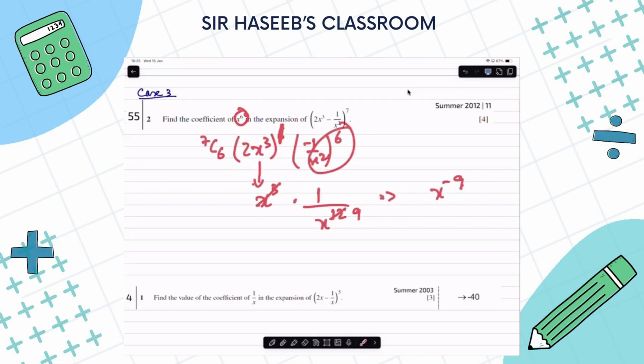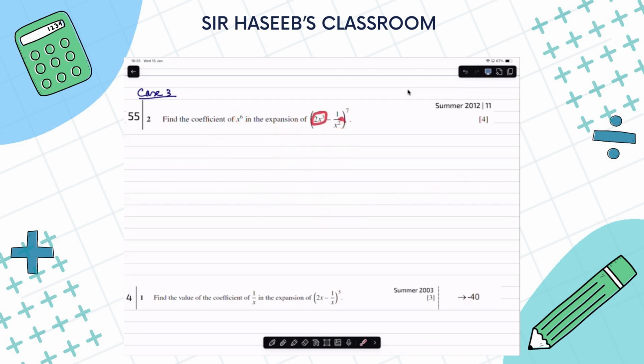So whenever these kind of questions come, where x is involved in both the first term and the second term, what you need to first do is take r as unknown. So 7CR, (2x cubed) to the power of 7 minus r, and (minus 1 over x squared) to the power of r.